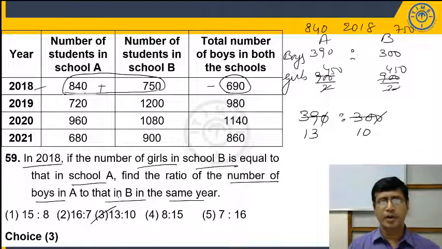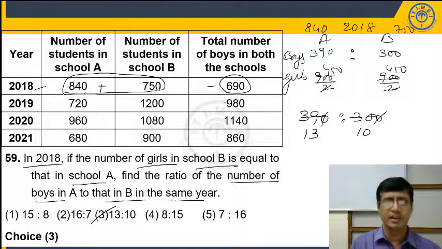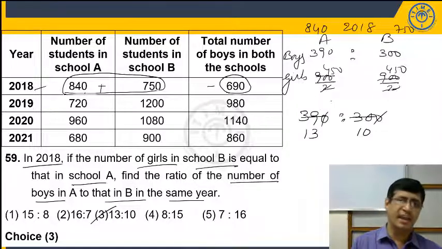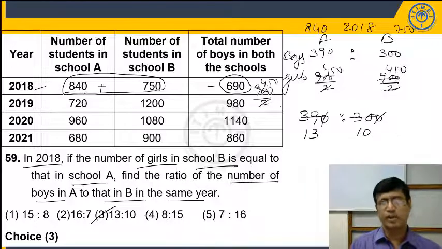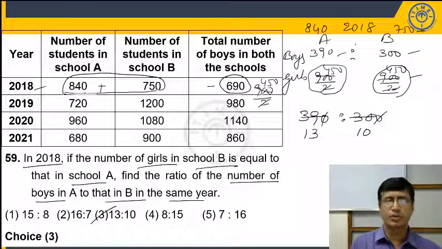So the total number of boys is 690. Subtract 690 from the total number of students. It will give the total girls. What is the condition given? Girls in A and B are the same. So 900 girls are there. The same number of girls in each school means 450 in A and 450 in B. By using the total number and the number of girls, you can find the boys in both the schools. Simplify, you will get the answer.